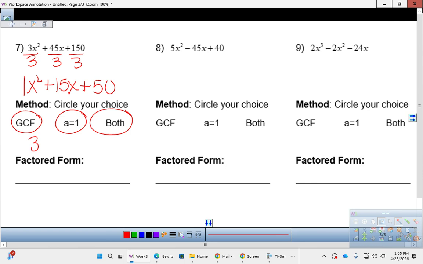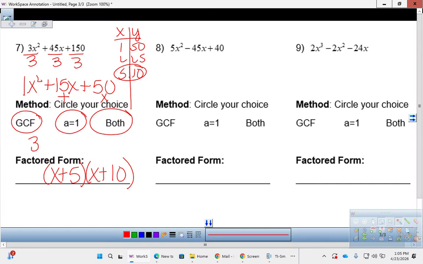So at this point, I factored out a 3, and now I'm looking for numbers that multiply to 50 and add to 15. So I go to my y equals screen and I do my 50 divided by x, 2 and 25, and then eventually I come to the 5 and the 10, and those two numbers add to 15. So I would get x plus 5, x plus 10, because 10 times 5 is 50, and 5 plus 10 is 15. But also I've got the GCF of 3 in the front that I divided out.